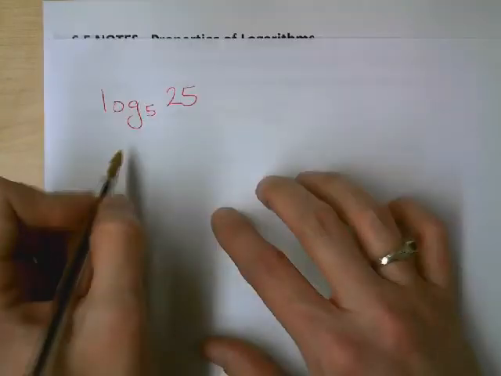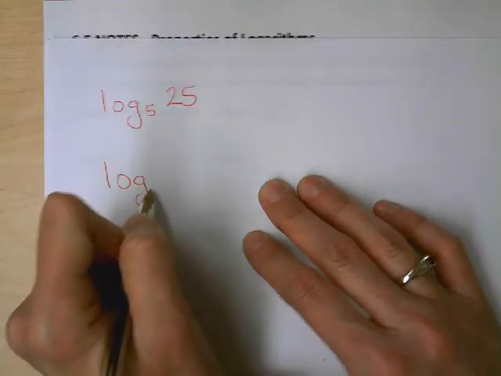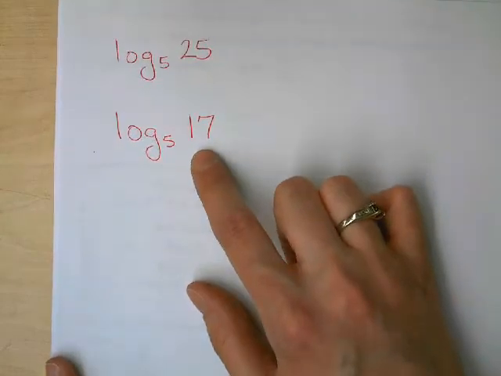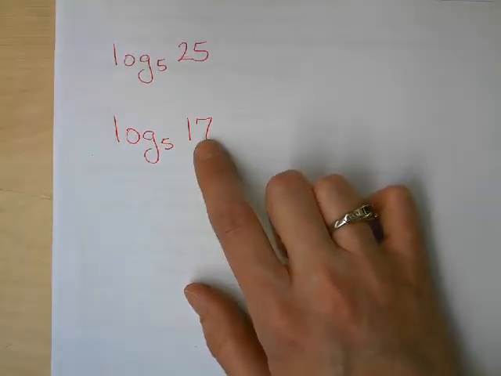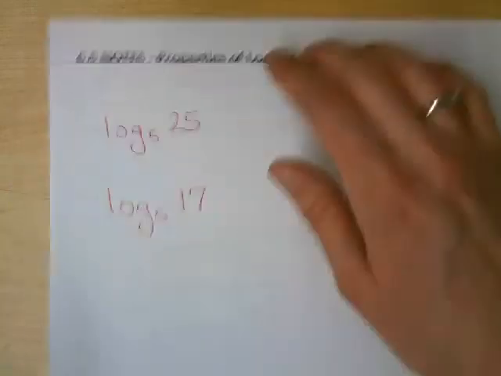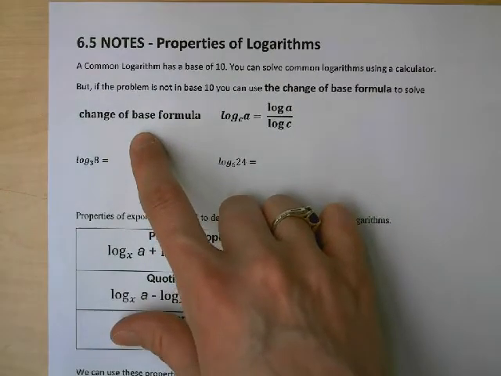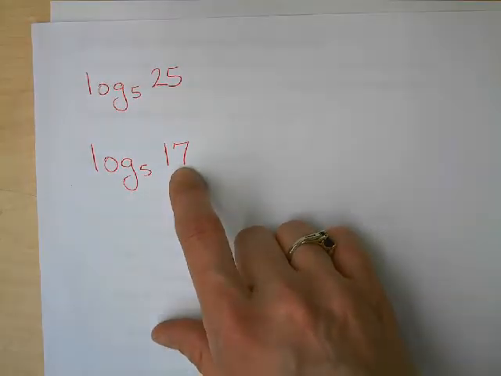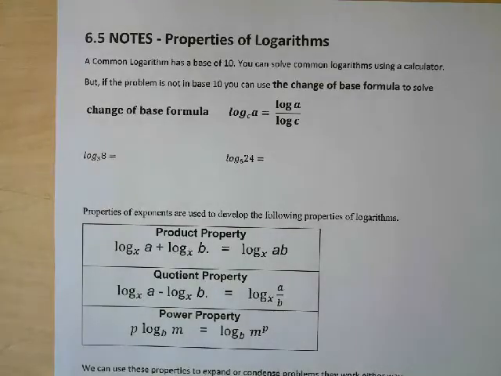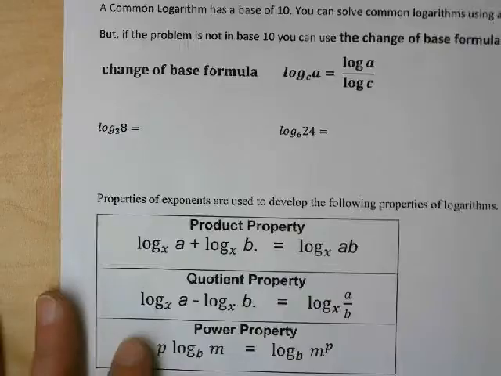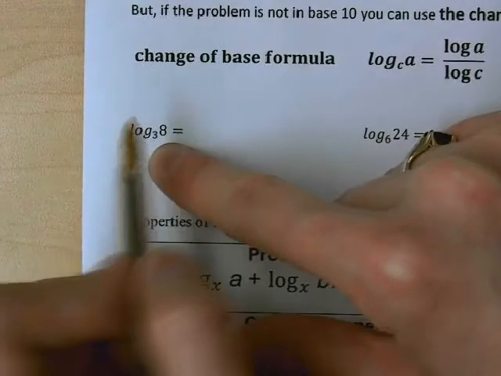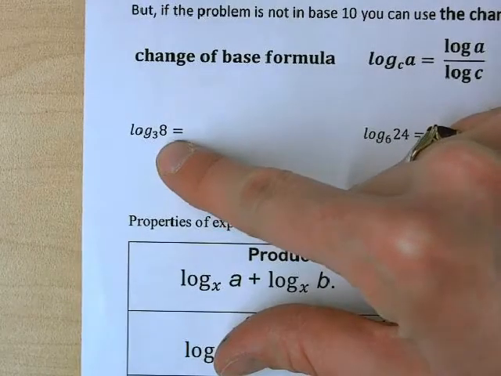What if I asked you to find log base 5 of 17? Would you have any idea what to do on that? So that's where this new thing called a change of base formula is going to come in handy. When they ask you something weird, like 5 to what power gives me something weird like 17? We're going to learn this thing called change of base formula to deal with those. It's the same on this one I'm showing here. Log base 3 of 8. It's asking, 3 to what power gives me 8?